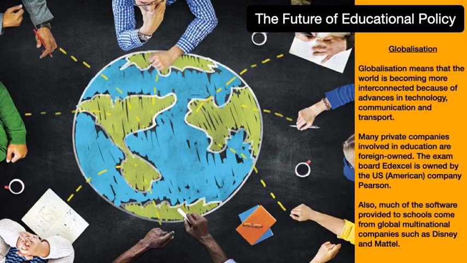Another aspect is globalisation. That means the world is becoming more interconnected because of advances in technology, communication, and of course transport links. Many private companies involved in education are foreign owned. The exam board, for example, Edexcel, is owned by the US company Pearson. Also, much of the software provided to schools can come from global multinational corporations such as Disney and Mattel. So we see a globalisation of education, which might sound good on the surface, but really much of it is benefiting these big multinational corporations.